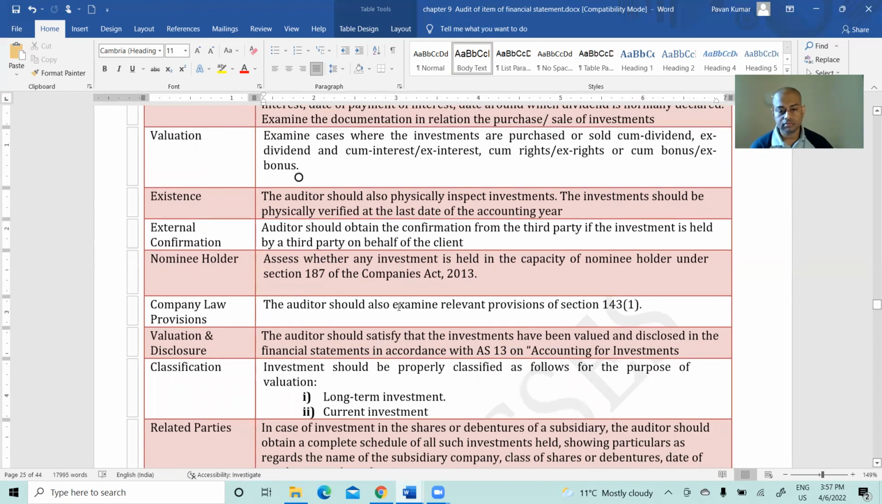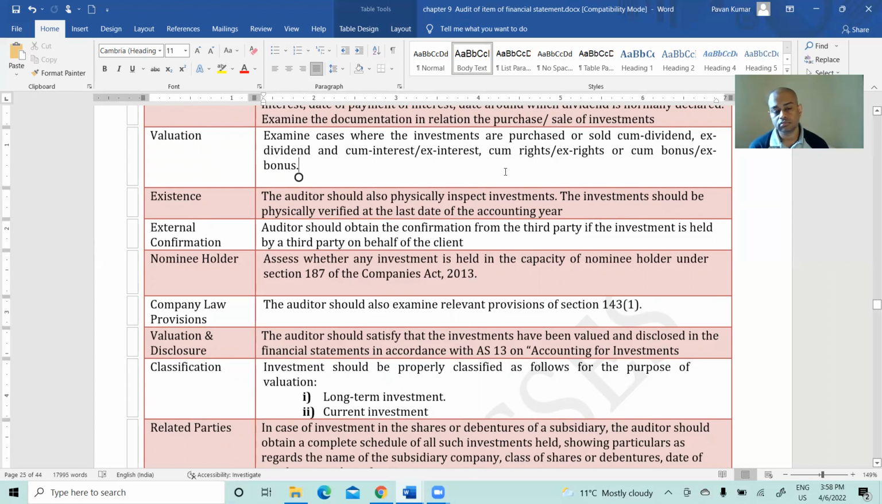Valuation. Examine cases where the investments are purchased or sold cum-dividend, ex-dividend, cum-interest or ex-interest, cum-rights or ex-rights, or cum-bonus or ex-bonus. Including, excluding. Are you buying share including dividend right or excluding dividend right? Are you buying including rights issue right or excluding rights issue right? These are the things. Next, continue.